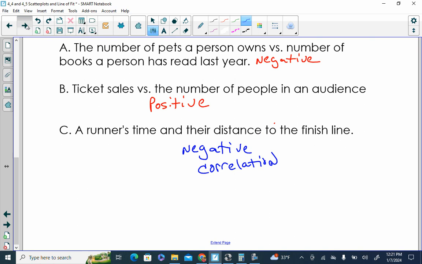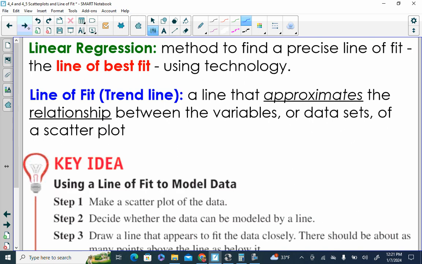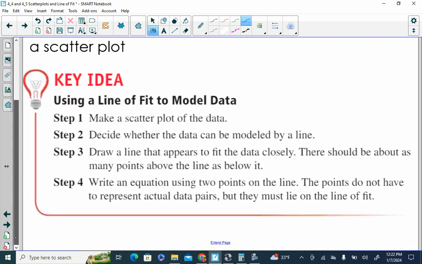All right. Next page. Now we want to be able to draw lines of fit. Lines of best fit, you use technology, but we're going to just draw lines of fit in our classroom. When we have a line of fit, we call it a trend line. It's a line that approximates the relationship between the variables or data sets of the scatter plot. Some key ideas or the steps involved.